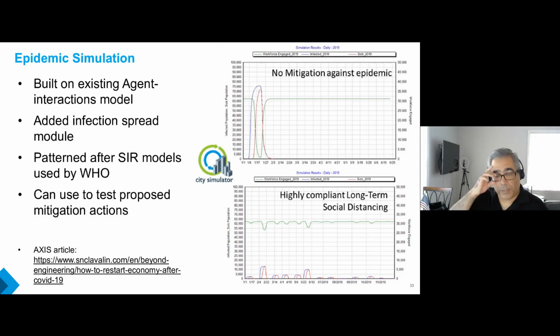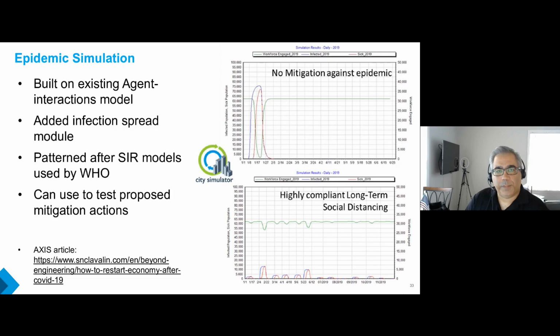So we created an epidemic module, and we based it on the SIR models, which we saw a lot of as COVID took hold in 2020. SIR, it's sort of a way of modeling buckets of people. S is susceptible, I is infectious, R is recovered. So people move from being susceptible, then getting the disease and being infected, and then recovering, and they move to the R bucket. And so what we can see here is these are results that came out of the model.